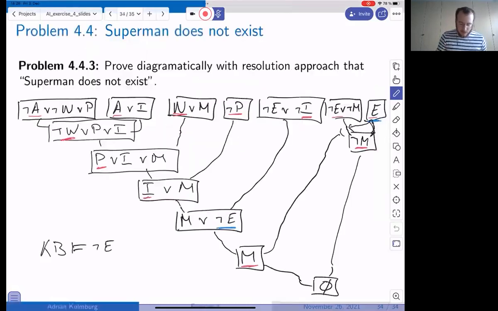But a clause in itself, you can combine as many times as you wish. You can just only use the resolution rule with one variable at the same time.